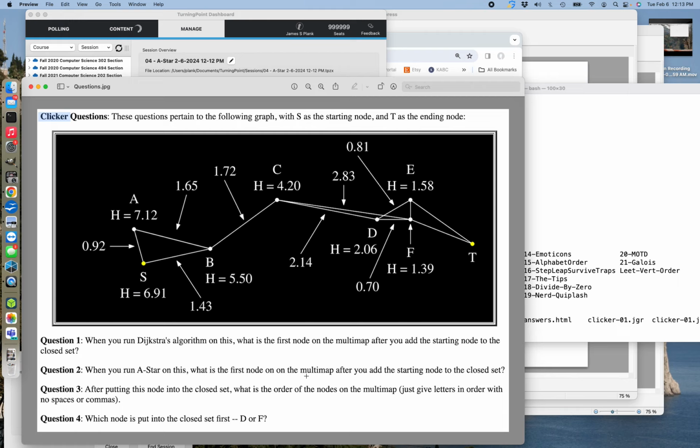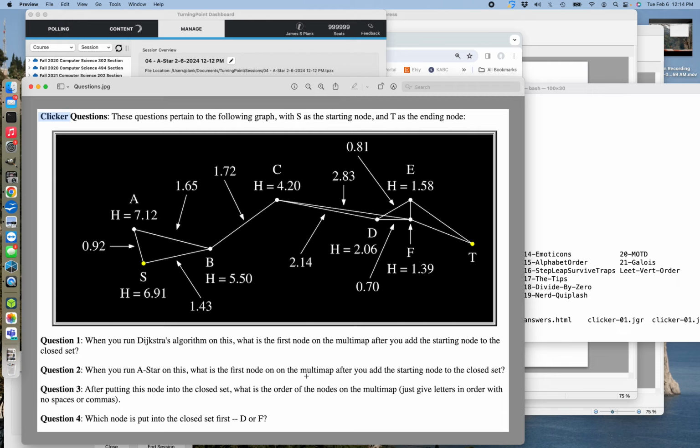Okay, after putting this node in the closed set, which is B, then what is the order of the nodes on the multi-map? Okay, 1, 2, 3. C. No. C, comma, A. C, A, yeah. Because C is going to go on there first, because the path length to C, which is going to be 1.43 plus 1.72 plus its heuristic, is going to be less than A's path length plus heuristic. Is it? Yeah, it is. Okay. Now the last one.